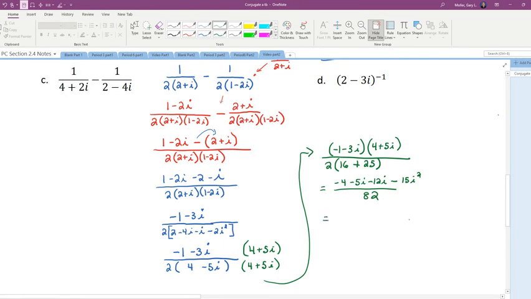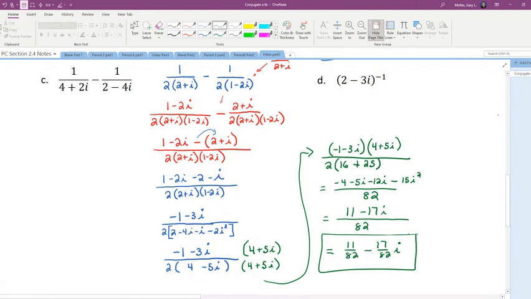And in the numerator, what do I got? All right, negative 15i squared is plus 15 and a minus 4. So that's going to be 11 minus 17i over 82, finally giving me an answer of 11 over 82 minus 17 over 82 i. Phew. All right. Hopefully I didn't make a silly mistake in there. Hopefully you see why I made all the choices that I made.